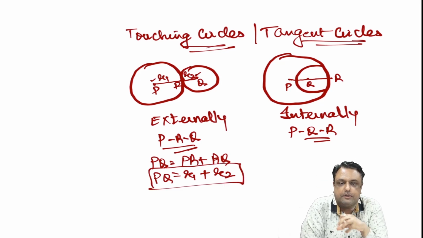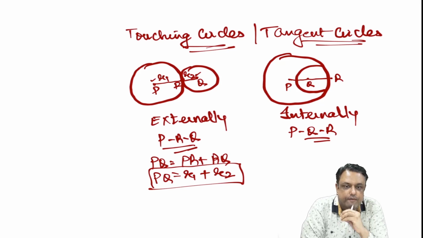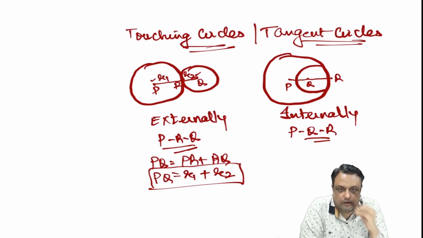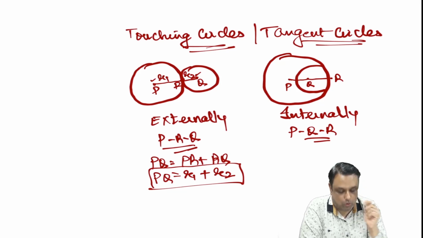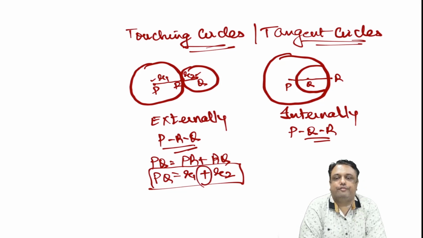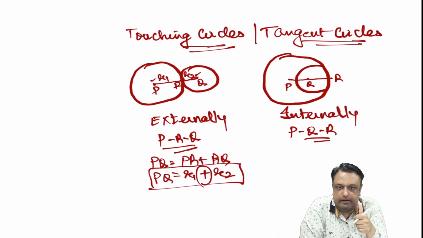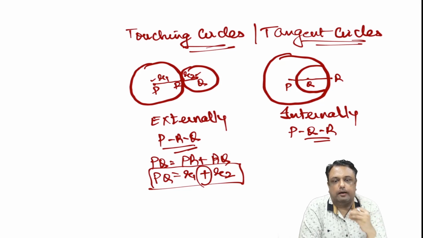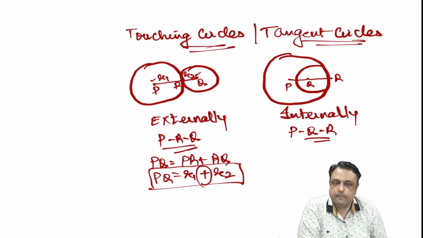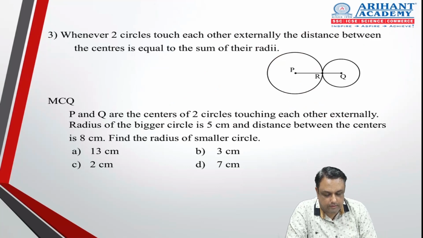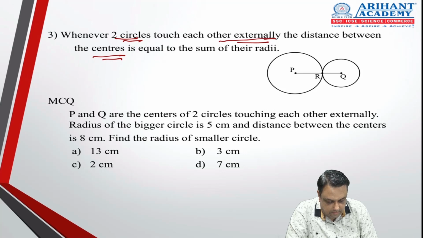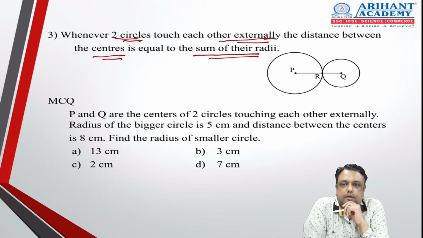Hence, the concept comes into the picture that whenever two circles touch each other externally, the distance between the centers is equal to the sum of their radii. Sum means addition, plus, sum of their radii, that is R1 plus R2. So let us see this. Check. Whenever two circles touch each other externally, the distance between the centers is equal to the sum of their radii.